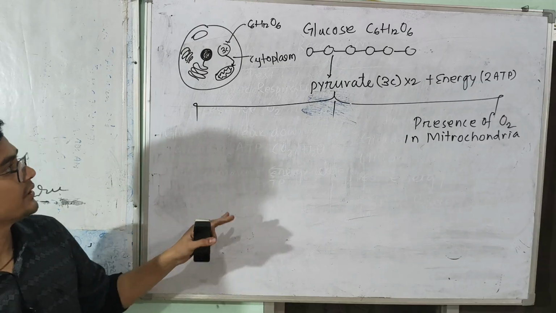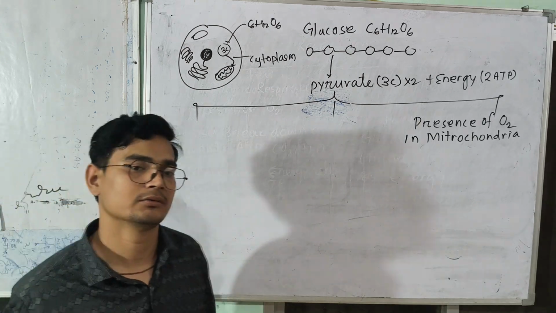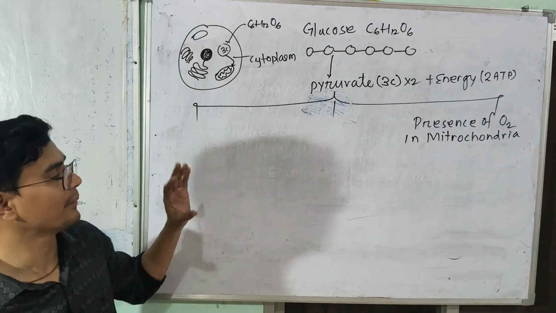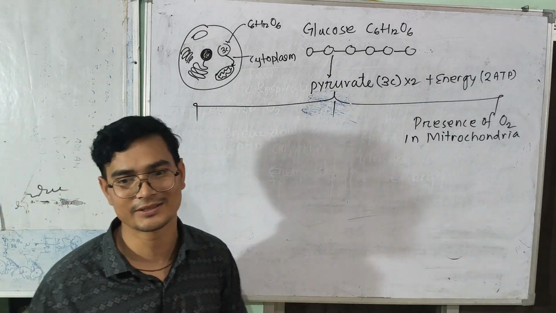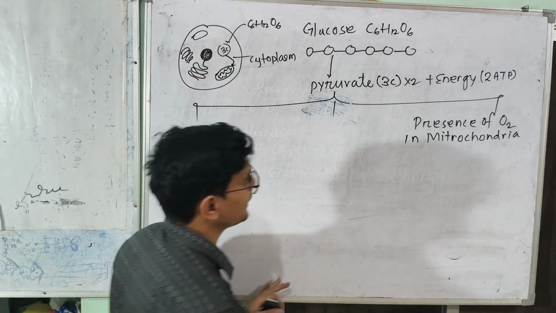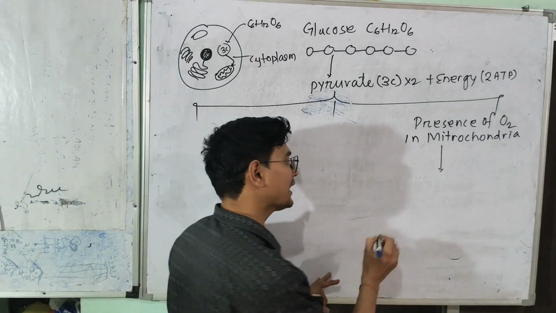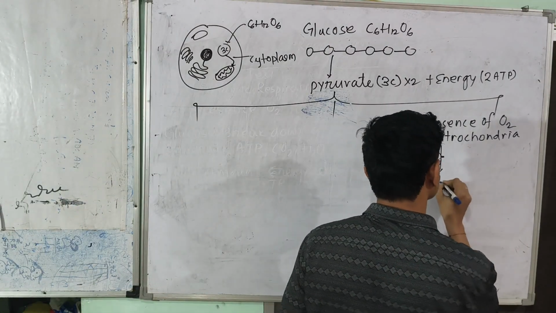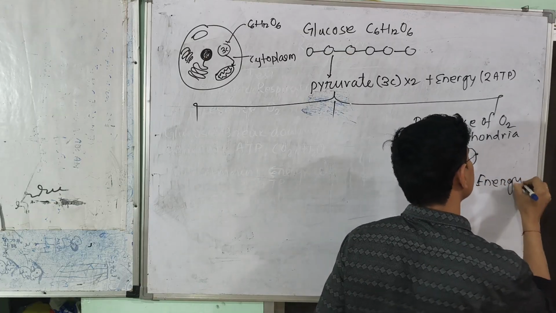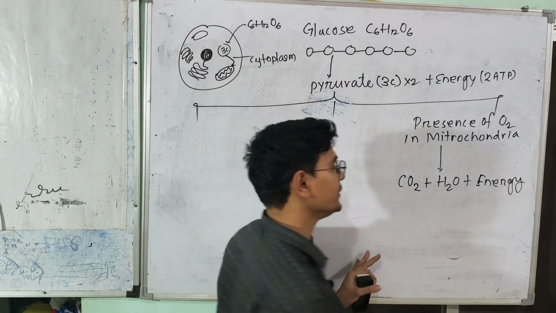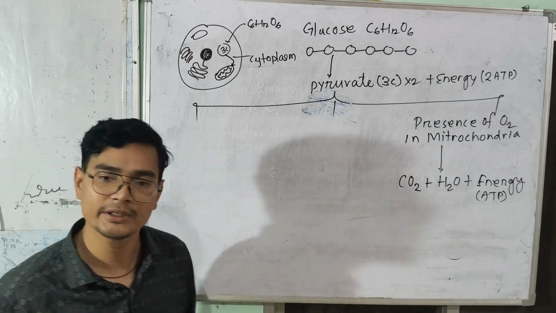For this reason mitochondria is called the powerhouse of the cell. We learn in class 9 that mitochondria is the powerhouse of the cell. Every student knows what the powerhouse of the cell is: mitochondria. What do we get in the mitochondria? We get more ATP, carbon dioxide, CO2 plus H2O plus energy. The energy currency of the cell is called ATP, adenosine triphosphate.